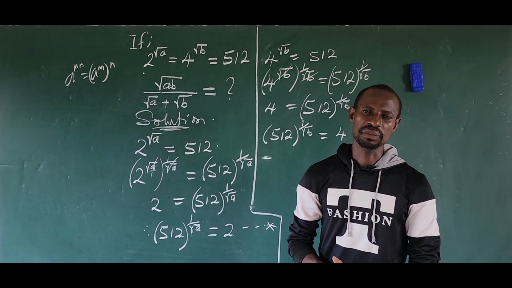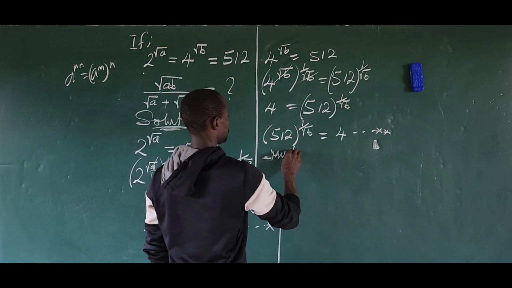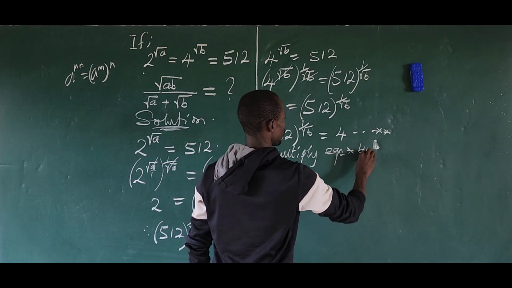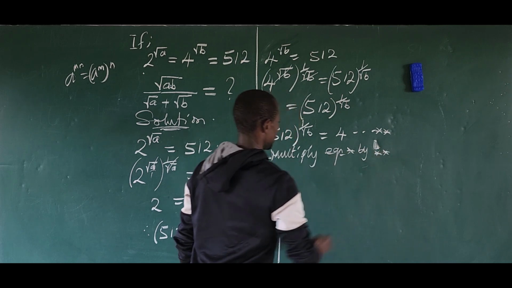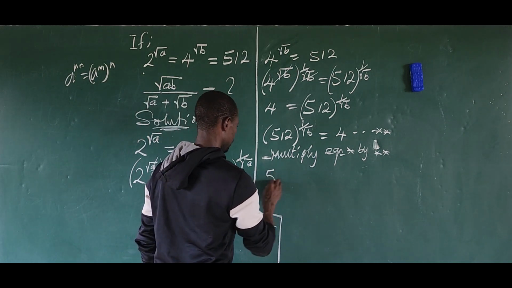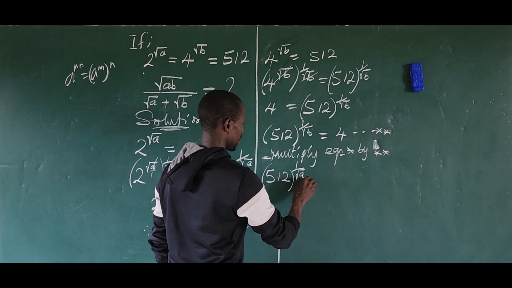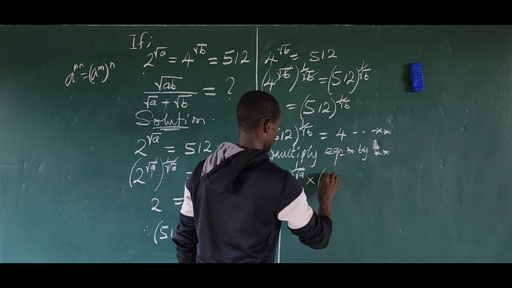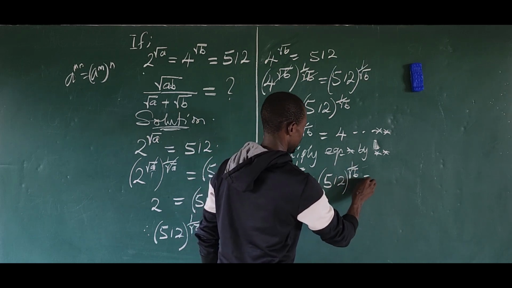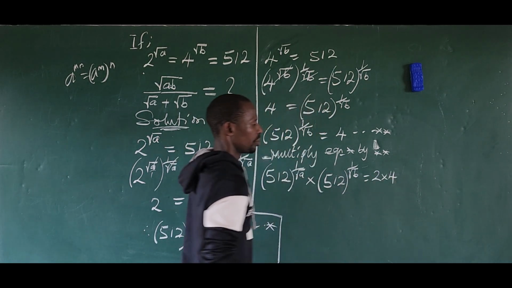So what we do here, we want to multiply the 2 equations now. So we want to multiply equation star by equation star. If we do that, look at our equation star. This is going to give us 512 all to the power of 1 all over root a times 512 all to the power of 1 all over root b. Everything equal to, the right-hand side will give us 2 times our 4, which is 8, right?